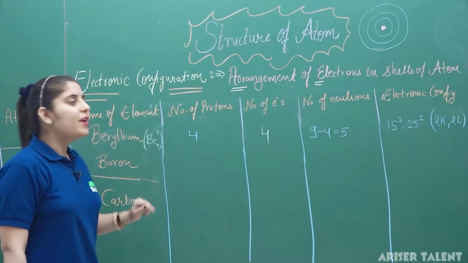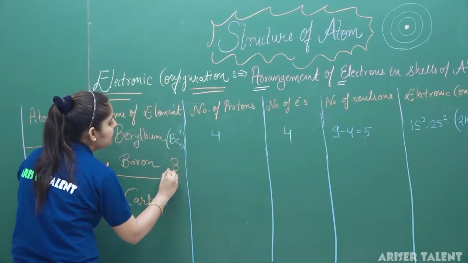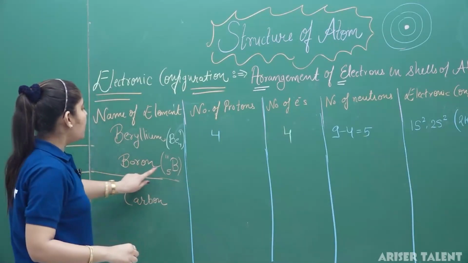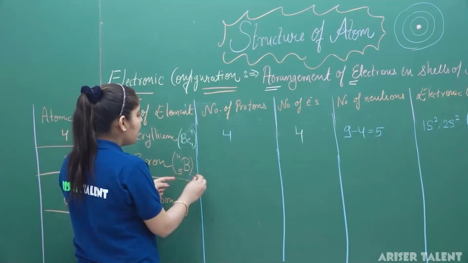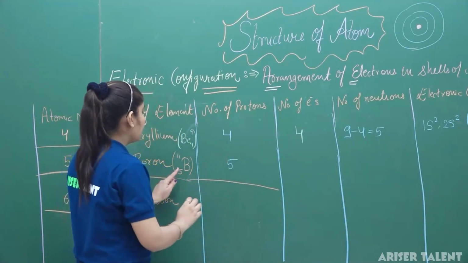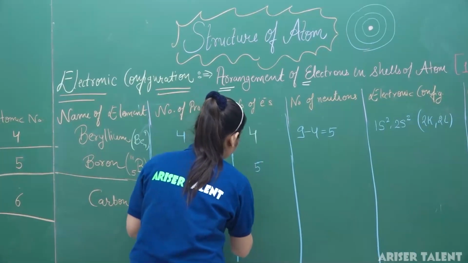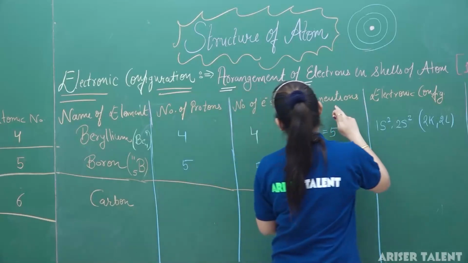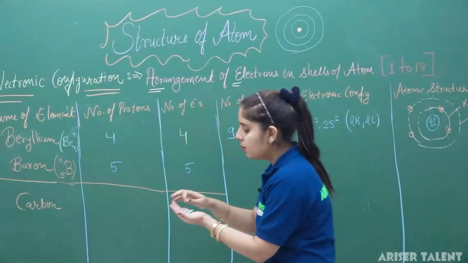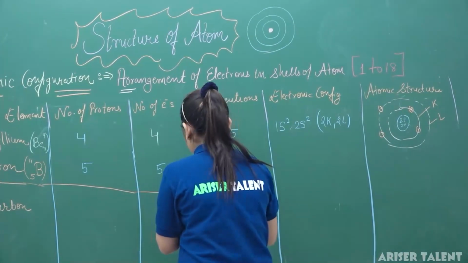So students, now we have our fifth atom, that is boron, and boron can be written as B, 5 and 11. Now in case of boron, we have atomic number 5. So number of protons will be equal to 5. Number of electrons will be the same as the number of protons. Now we want to calculate the number of neutrons. Number of neutrons will be calculated as m minus p, that is 11 minus 5 equal to 6.